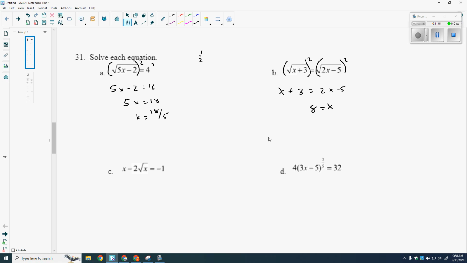X equals 8. Okay, this one's a little bit different. This one is in the form of x squared minus 2x equals negative 1.